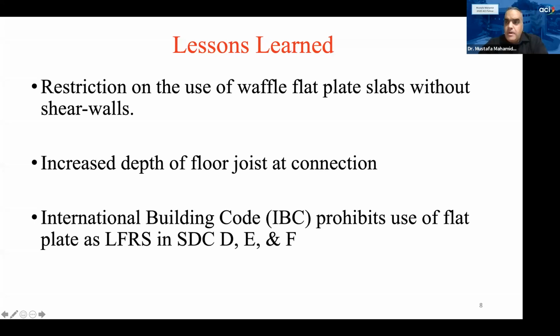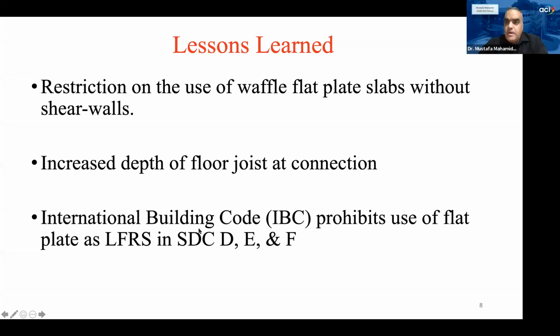So some of the lessons learned were restriction of using waffle slabs without shear walls. So if you are using a waffle slab, you have to use a shear wall. Increase the depth of the floor joist at the connections.